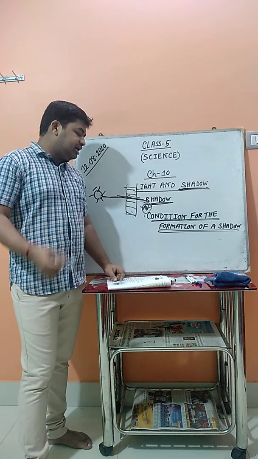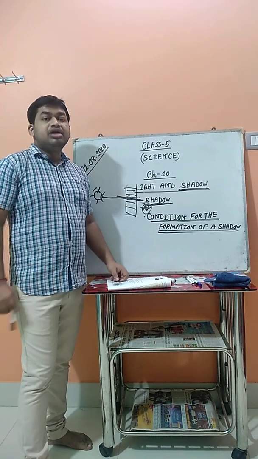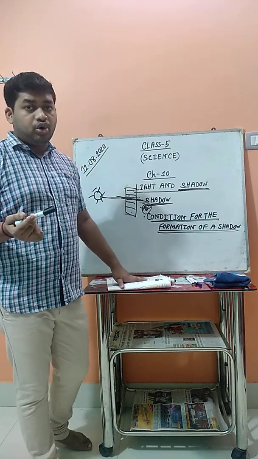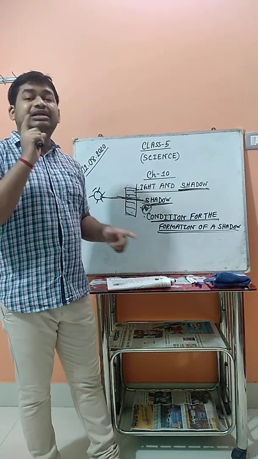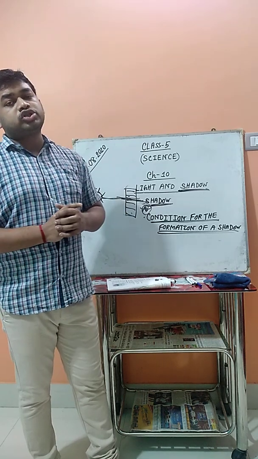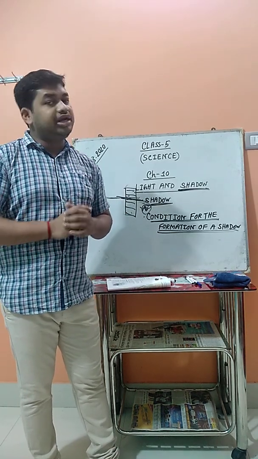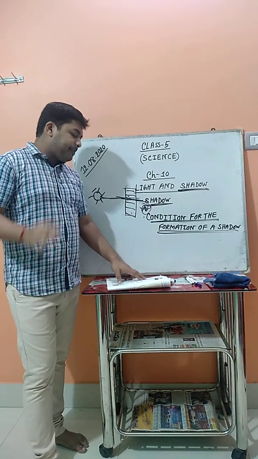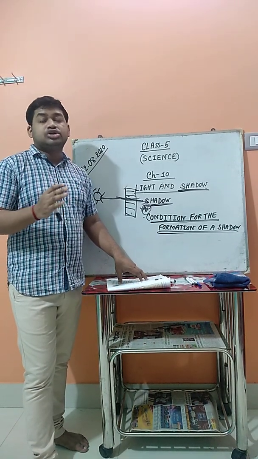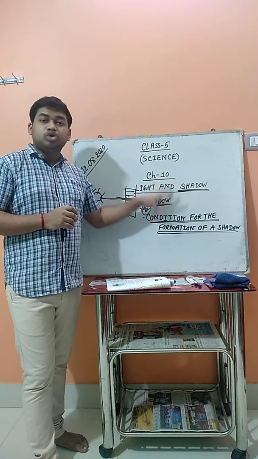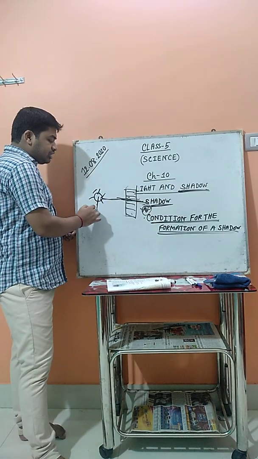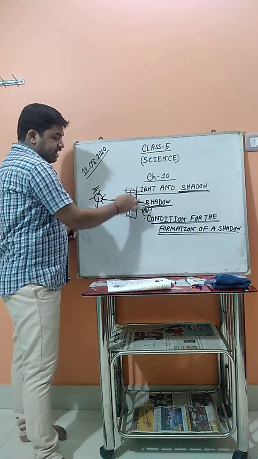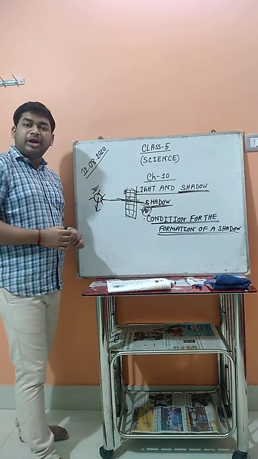Now, what are the things or conditions needed? The first is the source of light. If a shadow is to be formed, then definitely a source of light is needed. Without it, it is not possible to form a shadow. The second is an opaque object that comes in the way of the source of light. First of all, the source of light should be there. Second requirement is the opaque object.